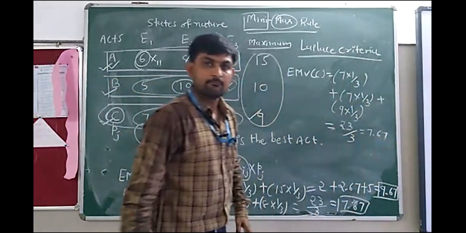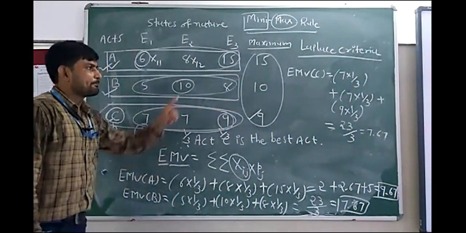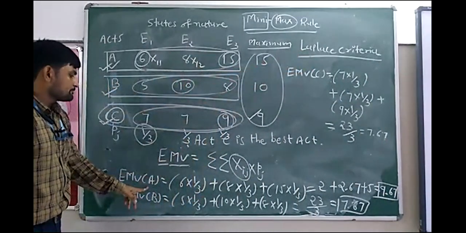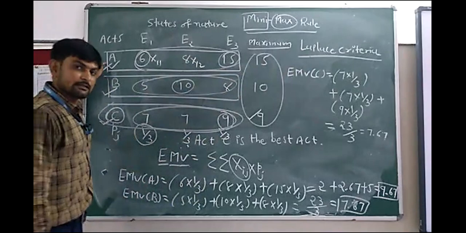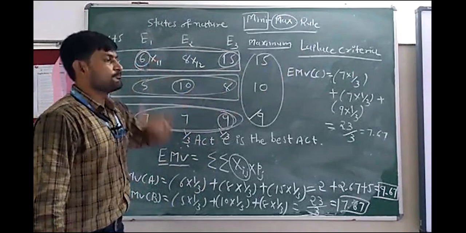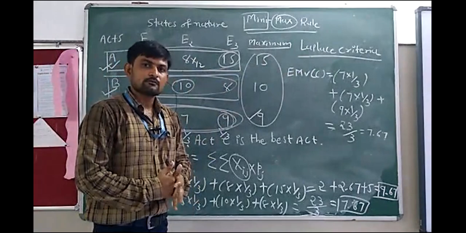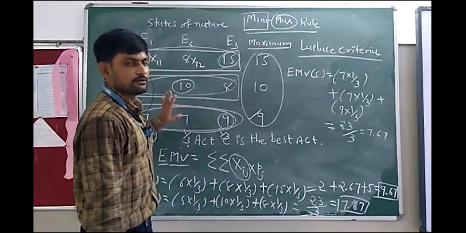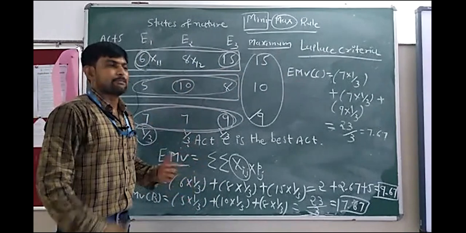Okay. Now from these three expected monetary values, 9.67 is the maximum profit. So we can say, according to the Laplace criterion, the EMV of Act A is maximum. Hence, we can say Act A is the best act according to the Laplace criterion. Okay. So I hope now it is clear to you all. Again, I am giving you 1 to 2 minutes. Please write it down, and then we'll see the practice question.